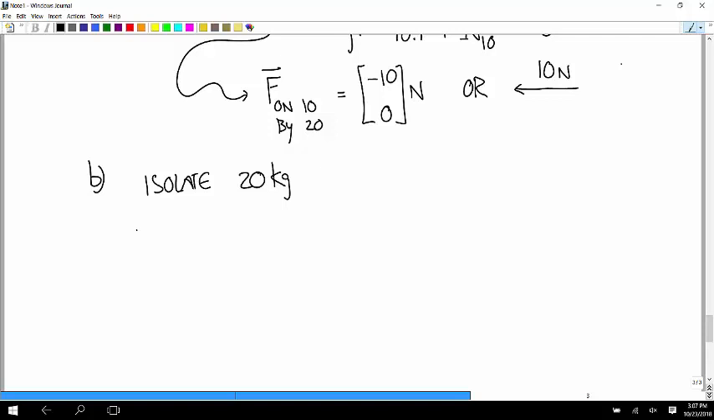So what we expect to have happen when we isolate the 20 kilogram cart is we're going to calculate the force on the 20 by the 10 to be equal to 10, 0, or 10 newtons pointing in the positive x direction.